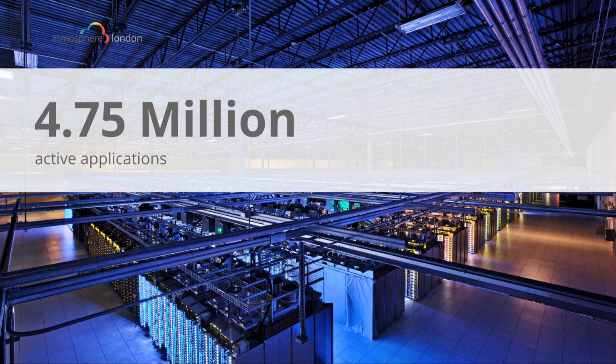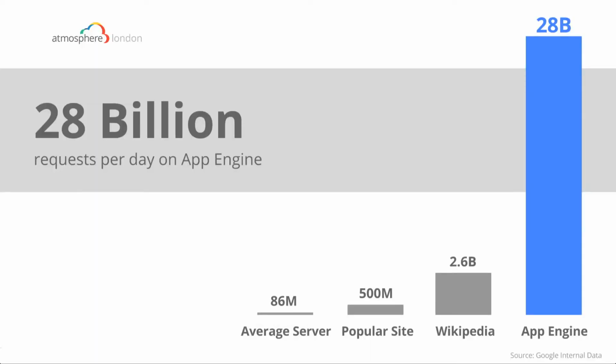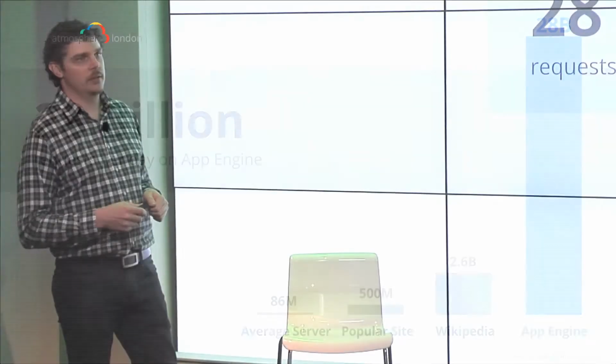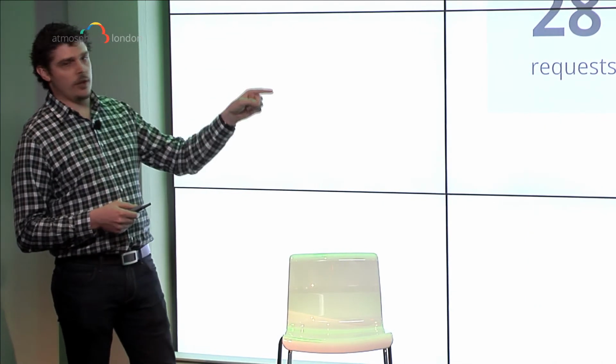So we have 4.75 million active applications on the cloud platform today. We do 28 billion HTTP requests per day in App Engine. And that's interesting to put into scale. The average server does maybe 85, 86 million. Popular sites, in the hundreds of millions. Wikipedia does 2.6 billion requests a day. App Engine as a whole does 10 times the amount of traffic that Wikipedia does.